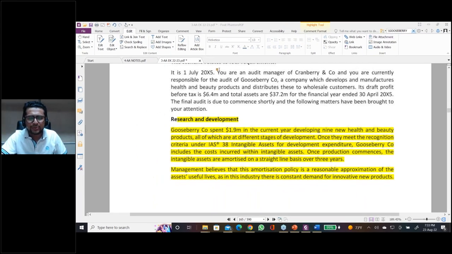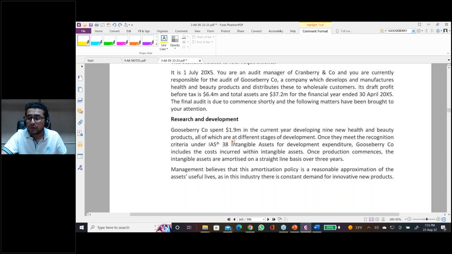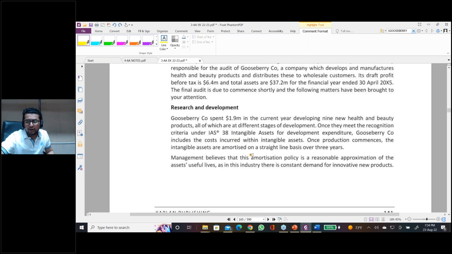So are you done? What kind of procedures can we apply? First of all, we need to get the breakdown of this 1.9 million. We have to cast it, right? We need to obtain the schedule from opening balances to the amounts added. Similarly, we need to get the supporting documents to verify that the amounts they have capitalized meet the capitalization criteria. We need to discuss with management the assumptions on which the directors figured out the useful life as 3 years. We might want to compare their amortization policy and useful life with the industry average. Last but not least, you might want to review the disclosure notes in accordance with IAS 38 Intangible Assets. Make sure it is in line with IAS 38.